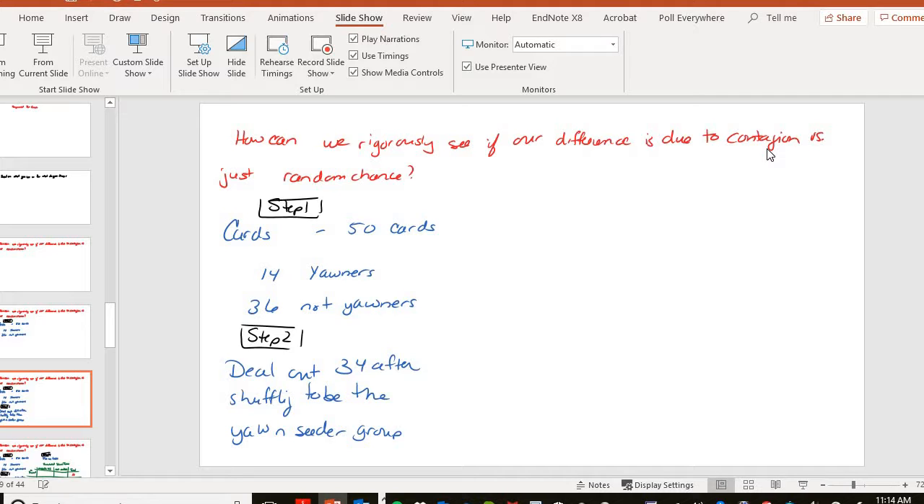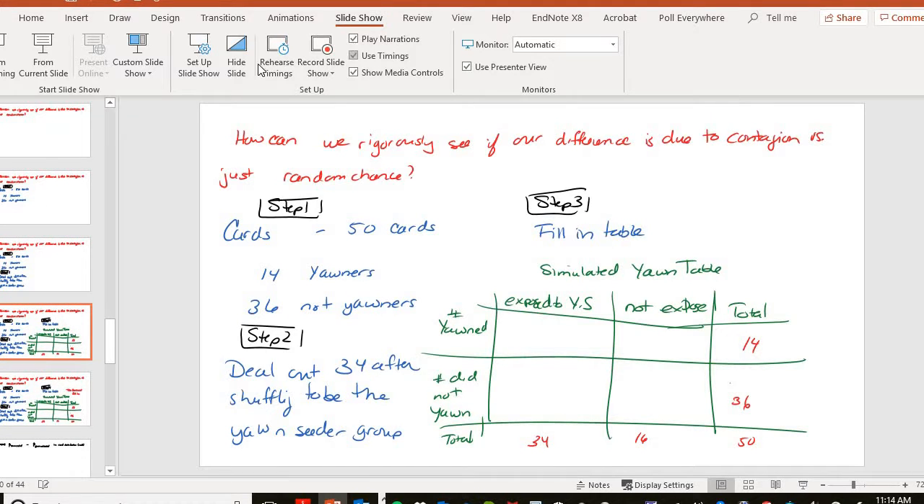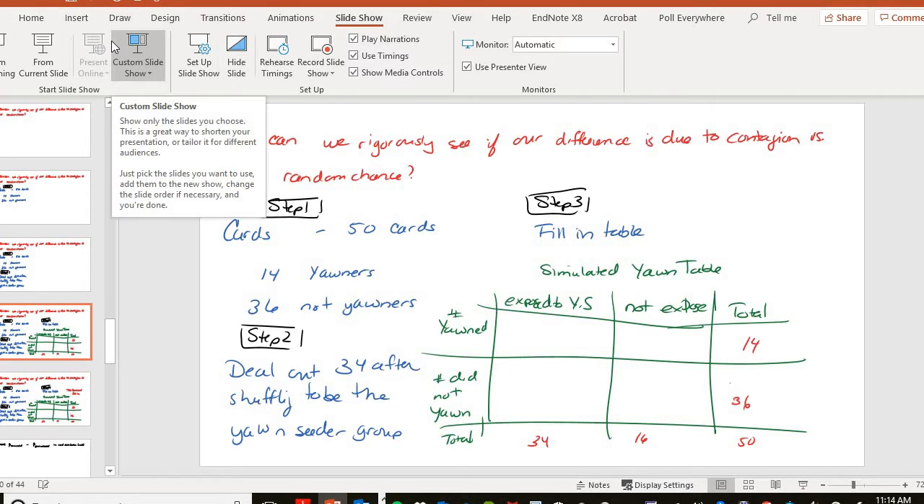So count for me how many red are in there. And count for me how many red are in here. We don't need to count the blue. No, just the red. Because the blue will come from that, right? How many red did you get? 6. I have 8.